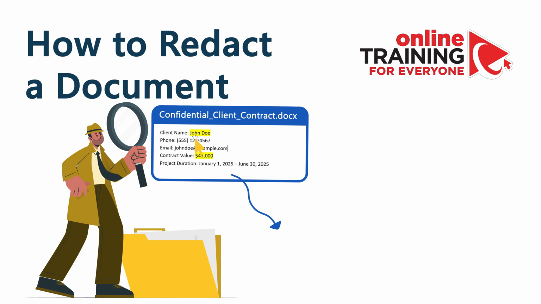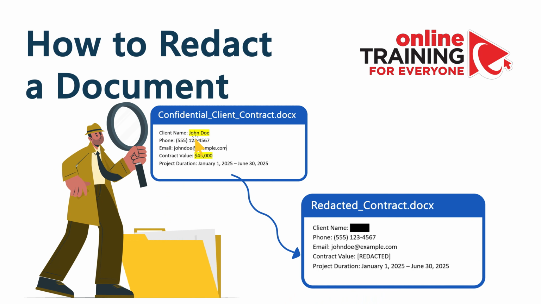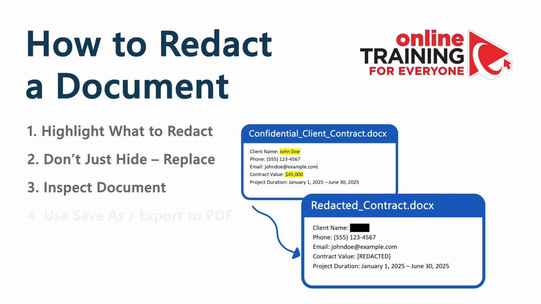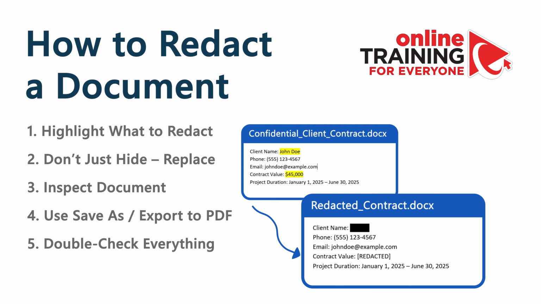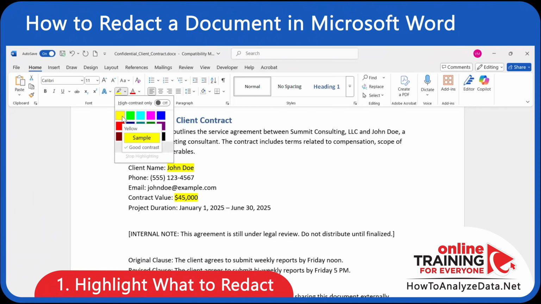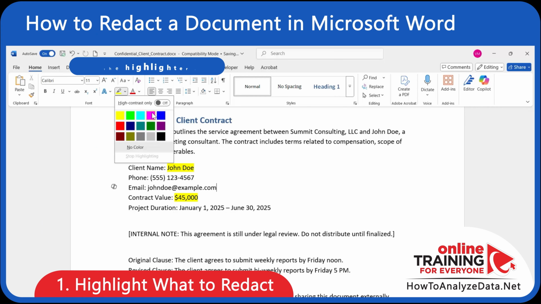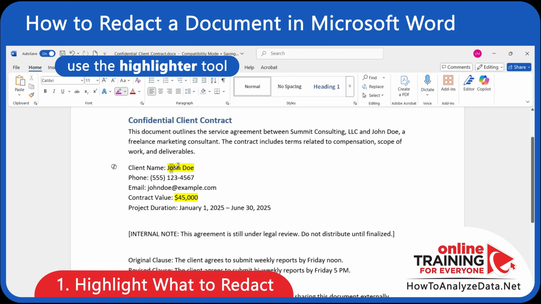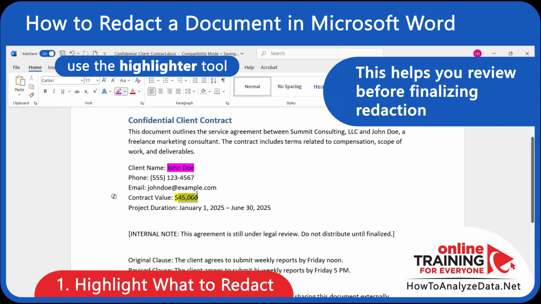A lot of times you need to share a document but remove sensitive data, like names, account numbers, or confidential terms before sending it out. This process is called redaction. Let's start by identifying and highlighting what needs to be redacted. As a first step, let's use a word highlighter tool to temporarily mark everything that should be redacted. That helps you review before finalizing redaction.